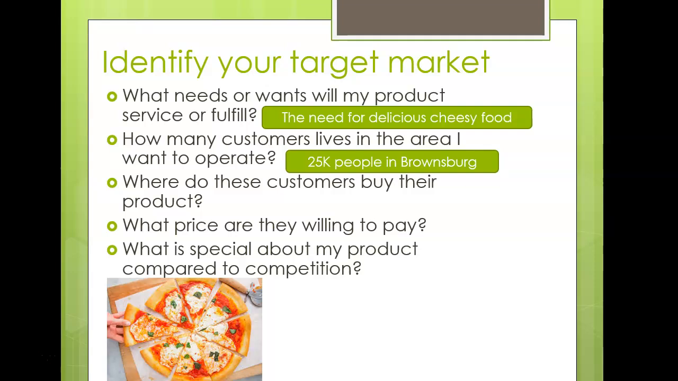How many customers live in the area I want to operate? Well, there's approximately 25,000 people in Brownsburg and growing. That would be the geographic area I would target my advertising. There's no reason to target Avon or Plainfield. No one is coming from there to Brownsburg for pizza.